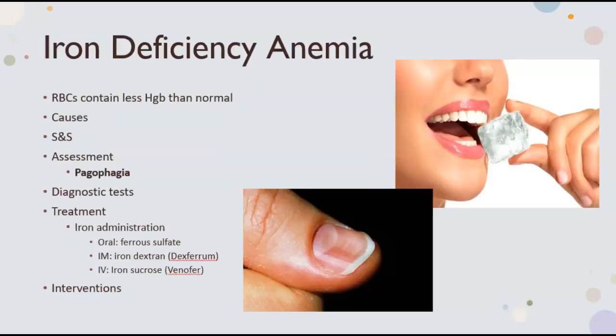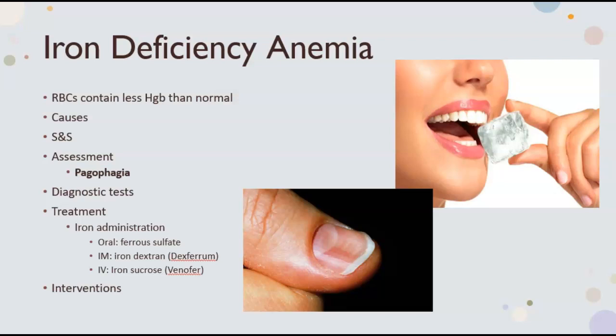Next is iron deficiency anemia. This is when the red blood cells contain less hemoglobin than normal. So remember, iron is needed to form hemoglobin. A deficiency in iron means that there is a deficiency in hemoglobin. So that is causing the low levels of hemoglobin in the red blood cells.